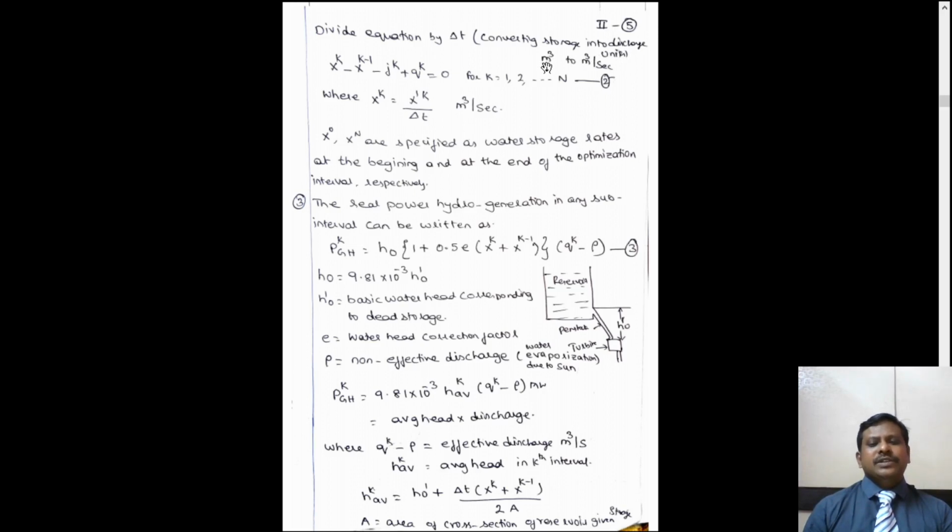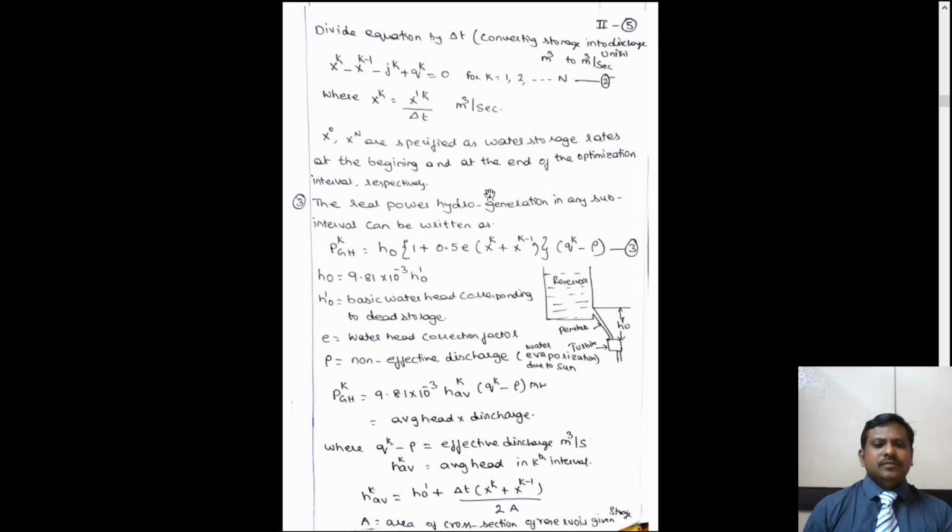Generally the storage unit is meter cube. In order to get meter cube per second, in theory we convert this meter cube to meter cube per second. But while solving the problems, you will convert this meter cube per second into meter cube per hour. Remember this point. So x power k minus x power k minus 1, minus j power k plus q power k is equal to 0.